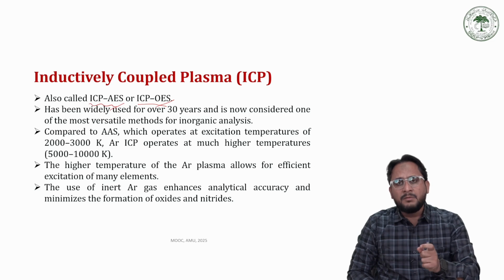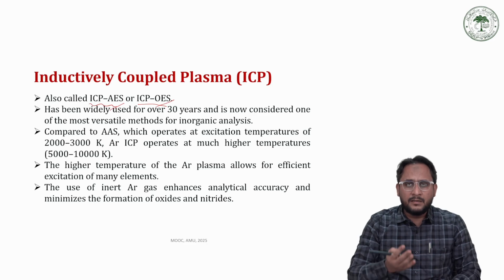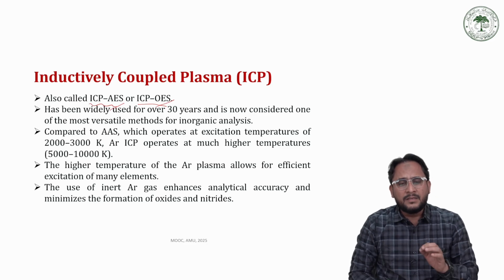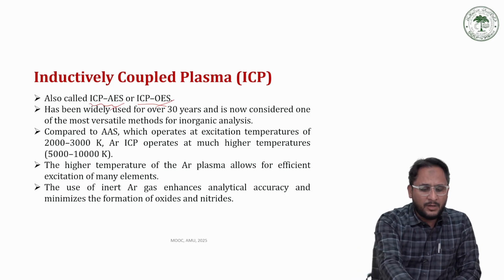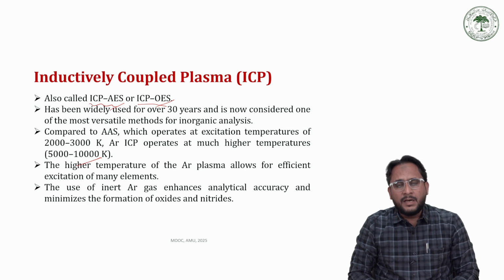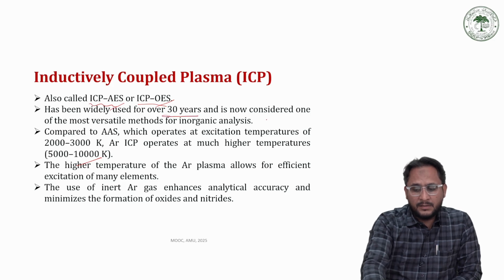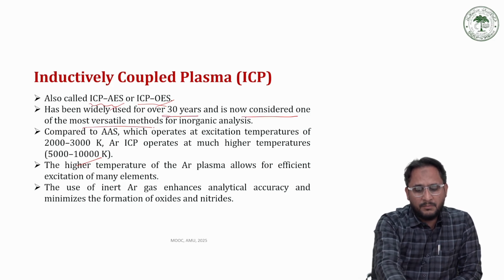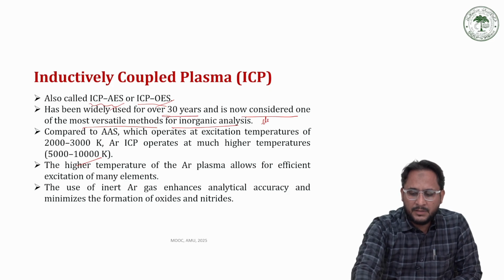Among the available plasma techniques, two we have covered in the previous lecture: the direct current plasma and the microwave plasma, and then the ICP, inductively coupled plasma. This ICP is one of the widely used techniques because we can achieve very high temperature, even up to 10,000 degree Kelvin, and it is very useful for multiple sample analysis. It has been used for over 30 years and it is considered one of the most versatile methods for inorganic analysis, meaning the analysis of elements.